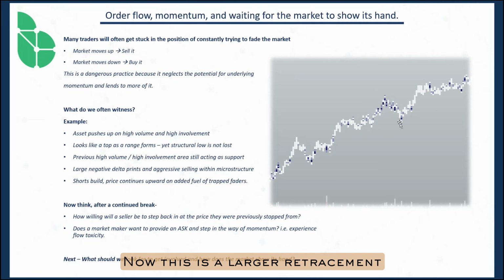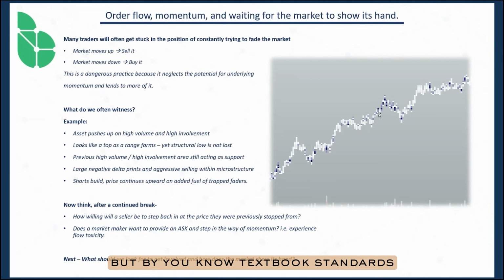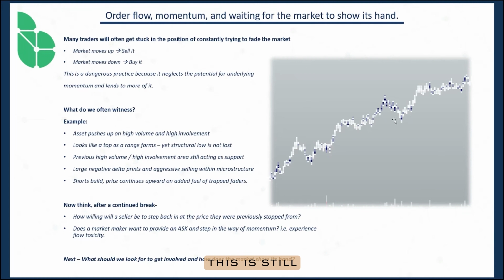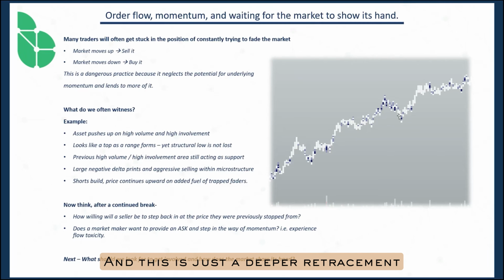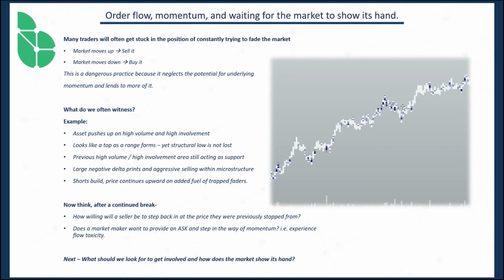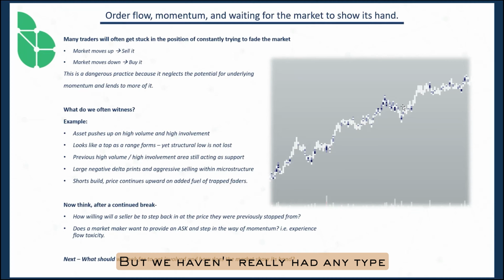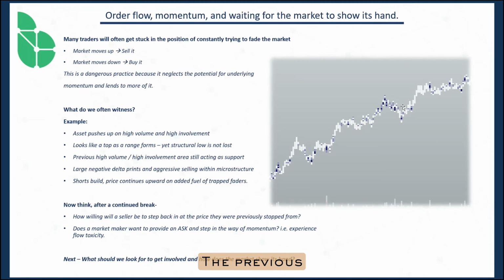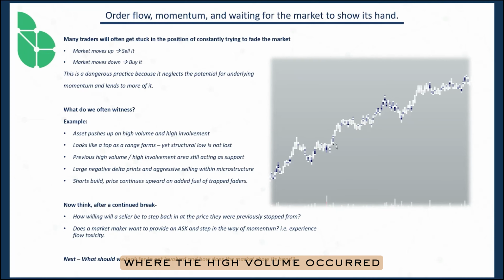Violating it is when we're actually changing the overall market structure. Now, this is a larger retracement, but by textbook standards, this is still into this previous range, and it has not lost it. This is just a deeper retracement than we would normally see, but we haven't really had any type of major structural low lost. The previous high volume, high involvement area still acts as support. Basically, the area where the high volume occurred is still maintaining its integrity in that when we put in a low after it, we're not breaking that area. So that's what I was just referring to previously.